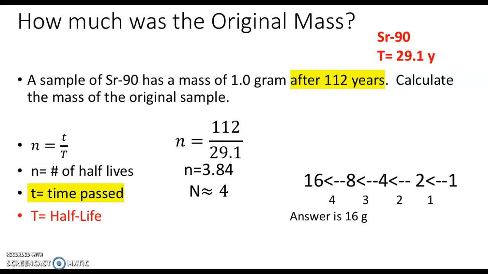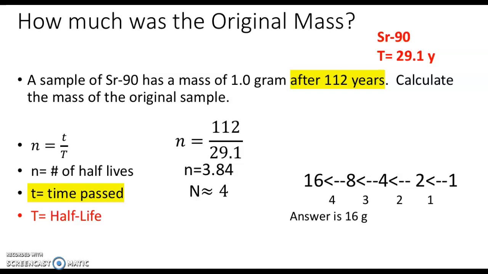Because I'm going to be multiplying by 2, 1 times 2 would obviously give us 2. 2 times 2 would give us 4. 4 times 2 would give us 8. 8 times 2 would give us 16. Remember, we have to do this N amount of times. N equals 4, so that means we have to do this 4 times.